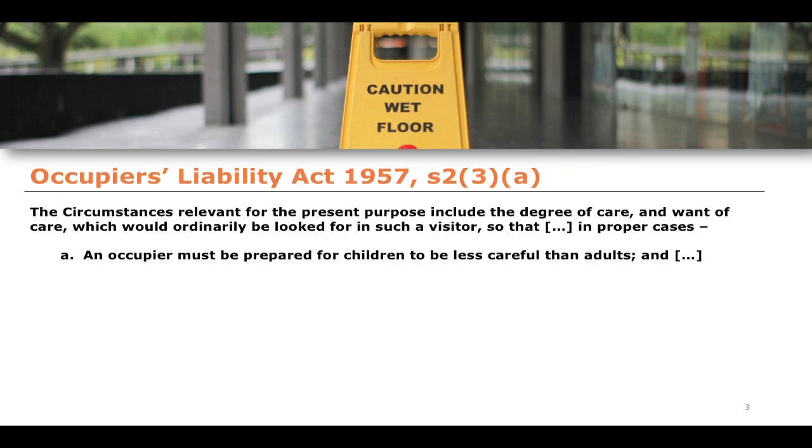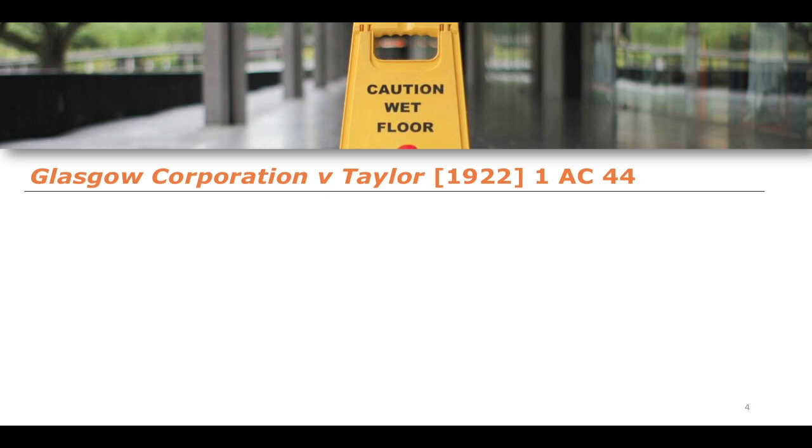And essentially, the legislation goes on to speak about some of the other questions and issues that relate to other elements, but specifically, to the idea of children, an occupier must be prepared for children to be less careful than adults. What does this mean? Well, fundamentally, what this tells us is that there may potentially be a higher standard applied to occupiers' liability where the people who are coming onto the property are in fact children. And let's think about some cases that illustrate this point in more detail.